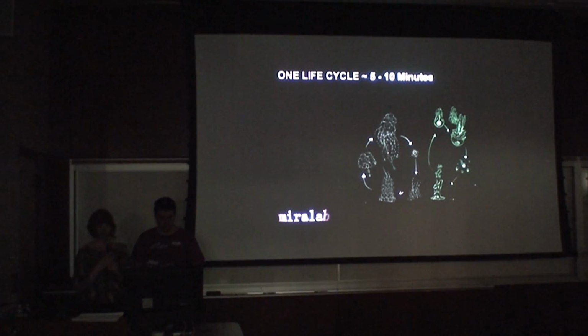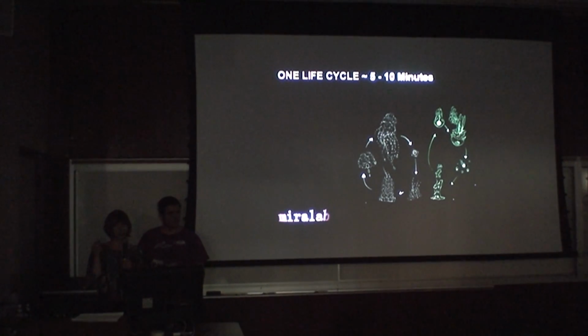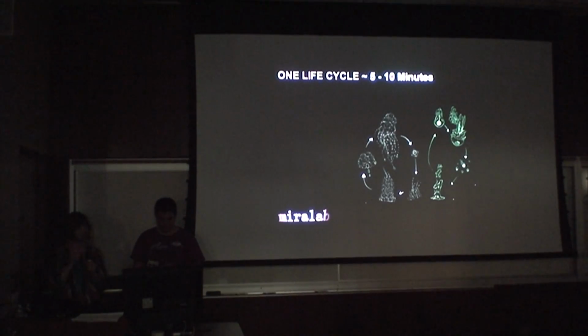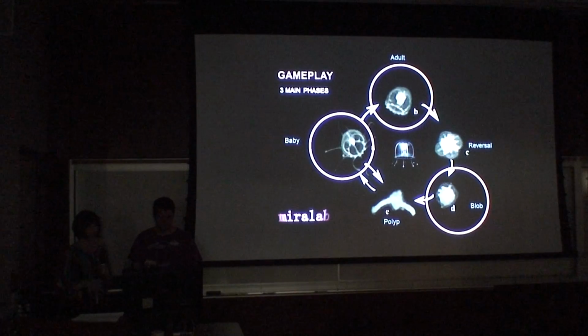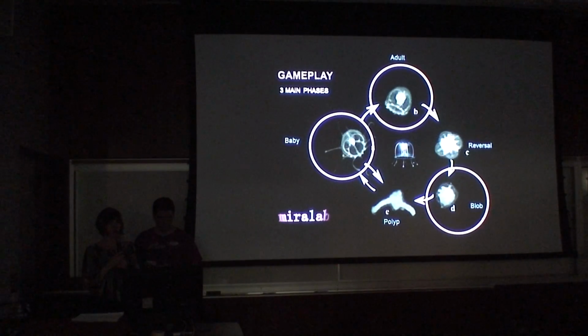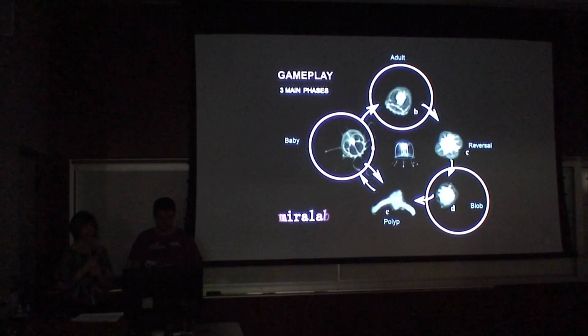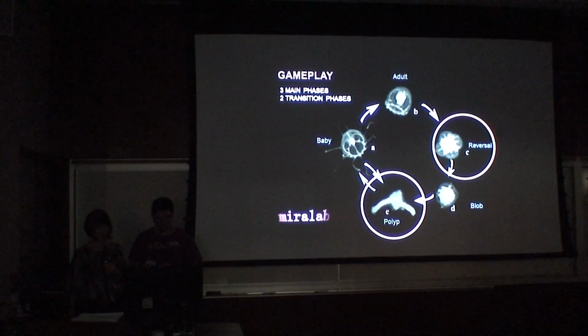Okay, so the life cycle. To play through one life cycle will take approximately 5 to 10 minutes. There will be 3 different levels, 3 different life cycles that you'll play through that we're planning to make. So the whole game will be approximately 20 to 30 minutes to play through. You're playing through the phases of the jellyfish's life cycle. The 3 main phases are baby, adult, and blob, with 2 transition phases.